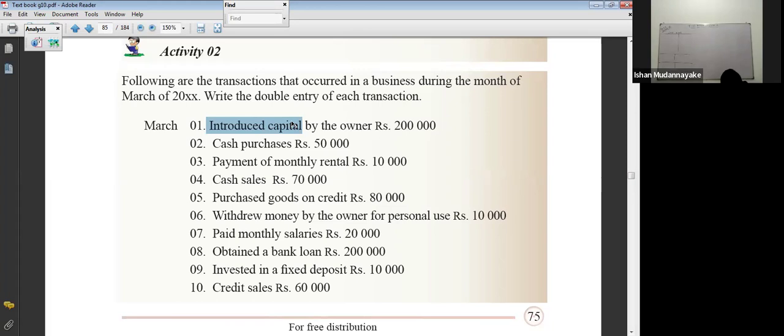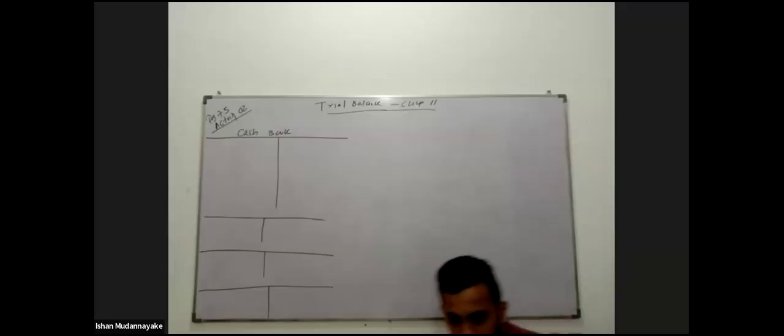March 1st, the owner introduced capital of 200,000. Now what's the double entry? Cash book debit 200,000. Capital account credit 200,000. Yes, very good. The transaction for this one is cash book debit, capital credit.